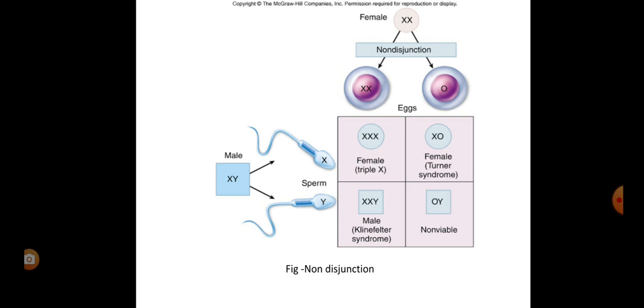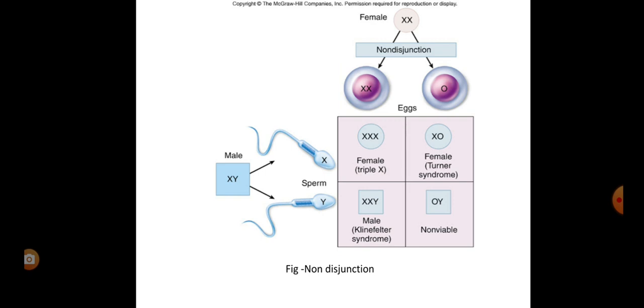So let's see how this non-disjunction occurs. In females they have 2 X chromosomes, and in males they have XY chromosomes. During gamete formation, or egg formation in females, what happens? Each egg contains 1 X chromosome, but during non-disjunction, you see 2 X chromosomes have entered one cell and the other cell has received no sex chromosome. Autosomes are present there, but no sex chromosome.